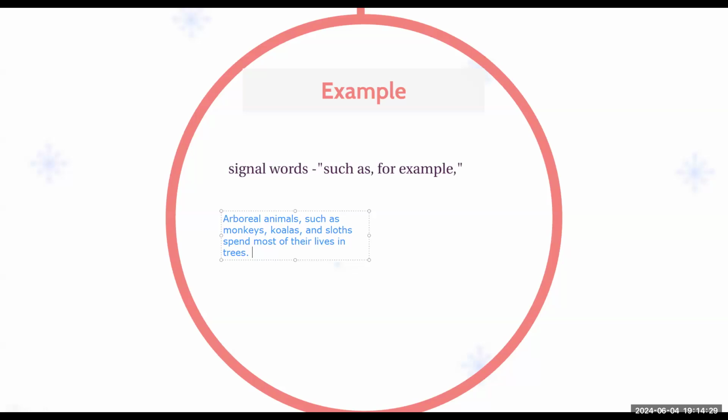Okay? Cool? So we figured out what this means because of words like such as, and it gives us examples. Yeah? So monkeys, koalas, and sloths, we know what these are. We know what a tree is. That means that the word arboreal describes animals that live in árboles, whatever you want to call it, in trees. Yeah? Cool? All right.